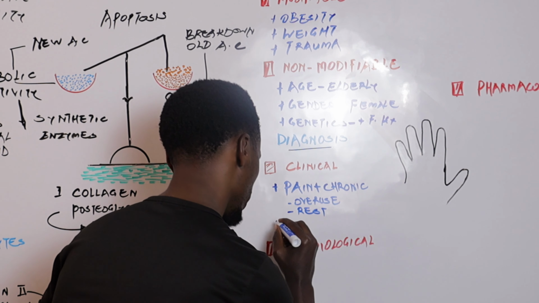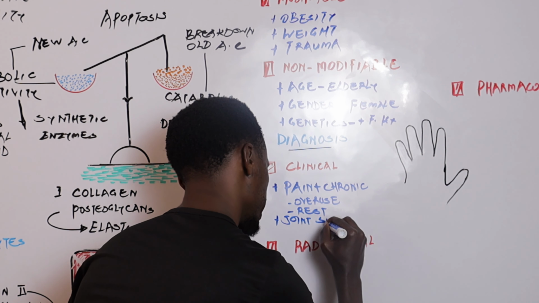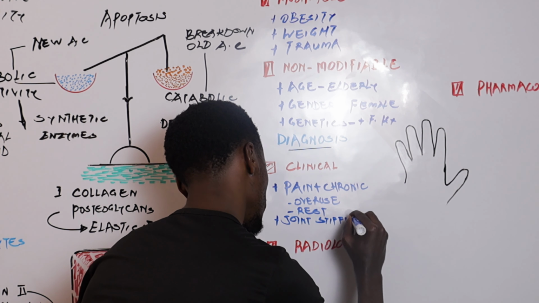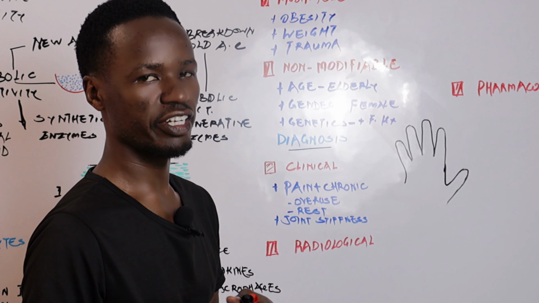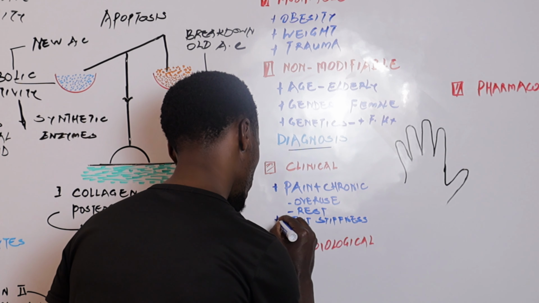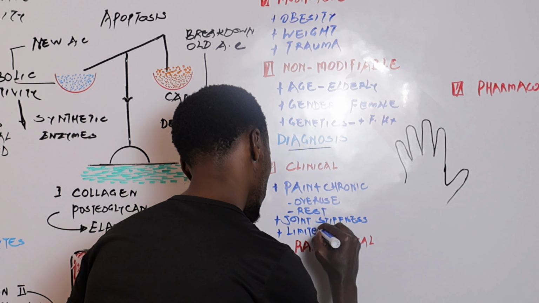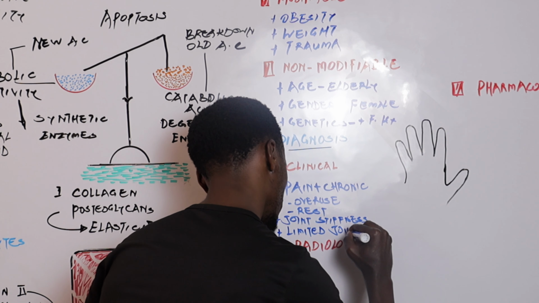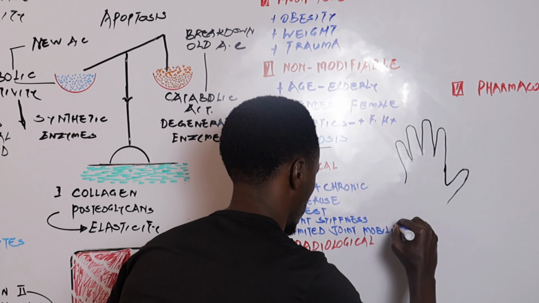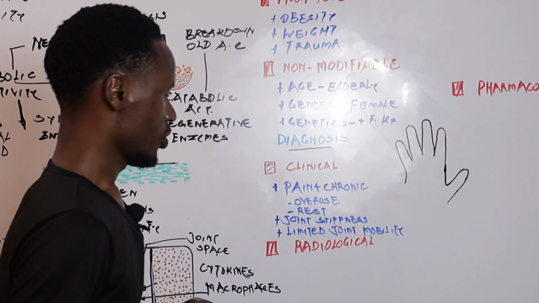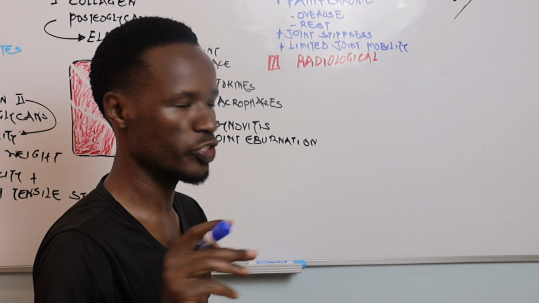Something else to look out for is joint stiffness, which is mostly during the morning hours and doesn't go more than 30 minutes. Something else to look out for is limited joint mobility. That is it. Plain radiographs are the typical modality in diagnosis of osteoarthritis.